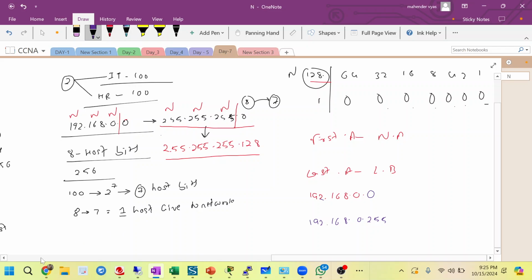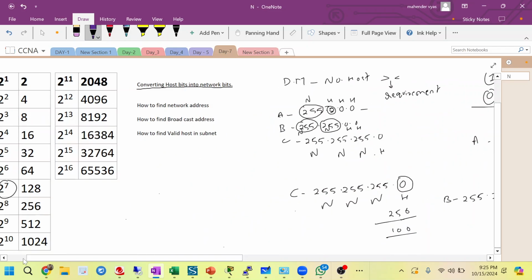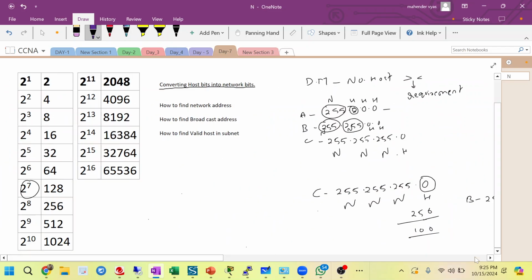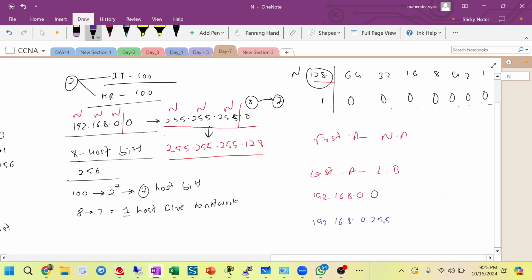What is 2 power 8? 2 power 8 is how much? 256, right? 0 to 255, it would be 256 numbers, right? If you take 0 to 1, it is how many numbers? 2 numbers. 0 to 9, it is 10 numbers. If you take 0 to 10, it would be 11 numbers, right? Similar to that, 0 to 255, it is 256 numbers. And we had 8 host bits, that's why we got 256 addresses.